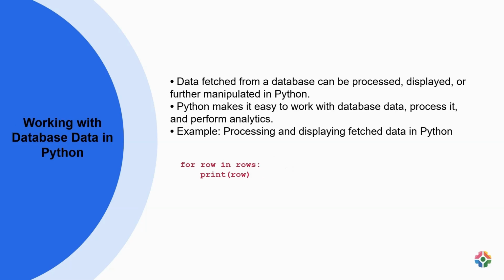Python provides robust capabilities to handle data retrieved from databases, enabling tasks like processing, display, and analysis. By leveraging Python's versatility, fetched data can be seamlessly manipulated. For instance, a simple loop iterating through fetched rows, followed by a print statement, can effectively display database contents. This exemplifies Python's efficiency in managing database data. To sum up, Python facilitates the manipulation and utilization of database data, enhancing the efficiency of data handling tasks for users.